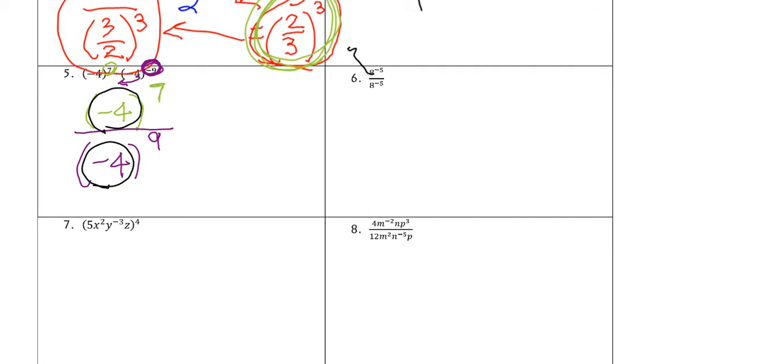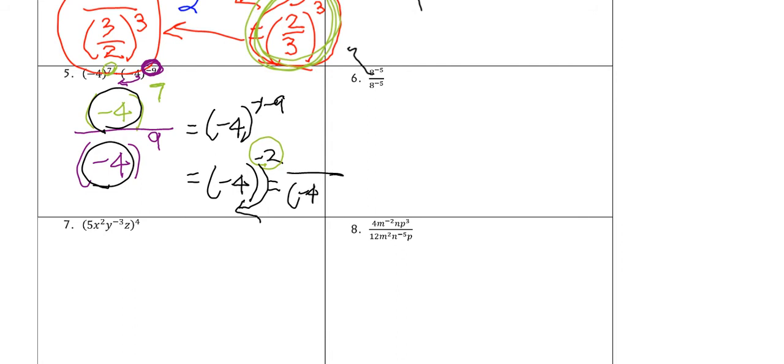Okay, we just learned the quotient rule. When you have the same base, you subtract the exponent. You keep -4 as the base, and then you take 7 minus 9. You get -4 raised to the -2nd power. Again, we do not want a negative in the exponent, so we put it on the denominator. So we have -4 raised to the +2 power. Nothing's on the numerator, so we put 1 over -4 squared. Make sure you have these parentheses here. You need those.